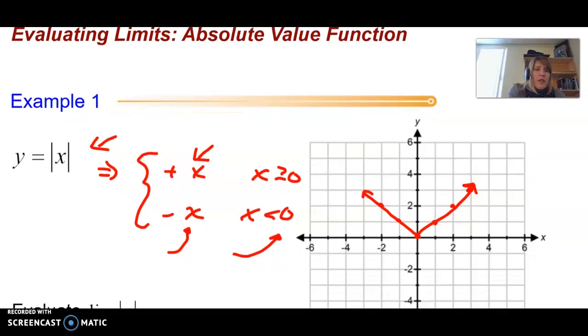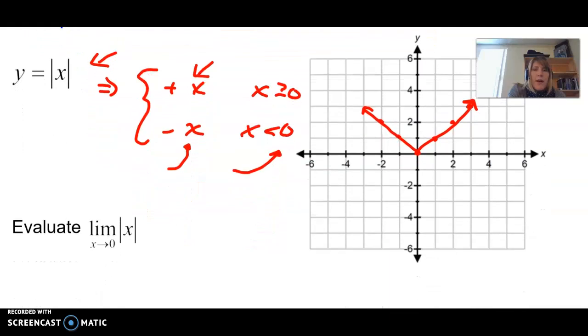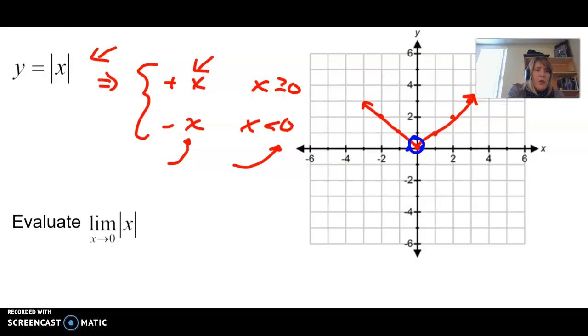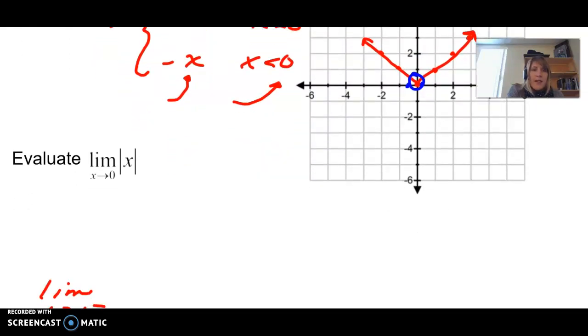So how do you calculate the limit? By observation of the graph, we can see that if we look on the right side and on the left side of 0, the function is approaching 0. So how do we do it algebraically? We are going to check the left-hand and right-hand limit: the limit as x approaches 0 on the right and the limit as x approaches 0 on the left. So let's write that down and see what we get.